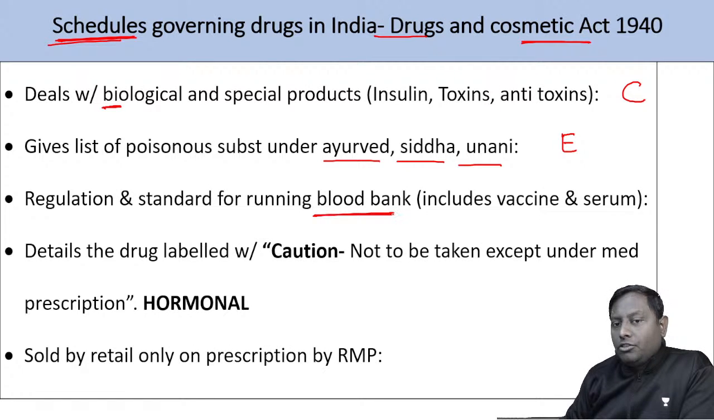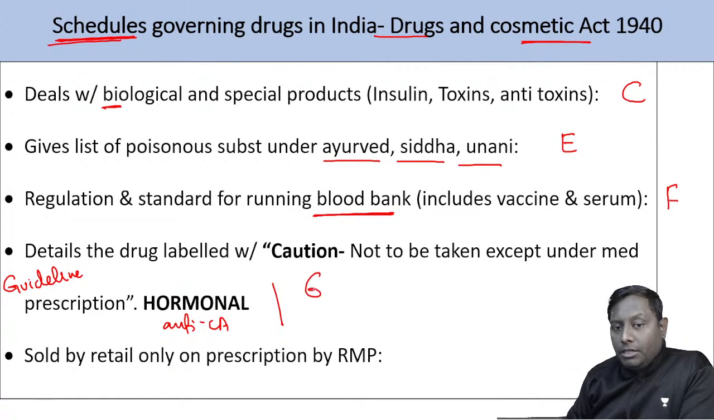So in the blood bank, everything should be frozen. So you remember like that, schedule F. The one that is going to give you guideline, that caution, if it is not for you, don't take it. It is taken under medical supervision, like hormonal, anti-cancer drugs. They are all coming under this one.